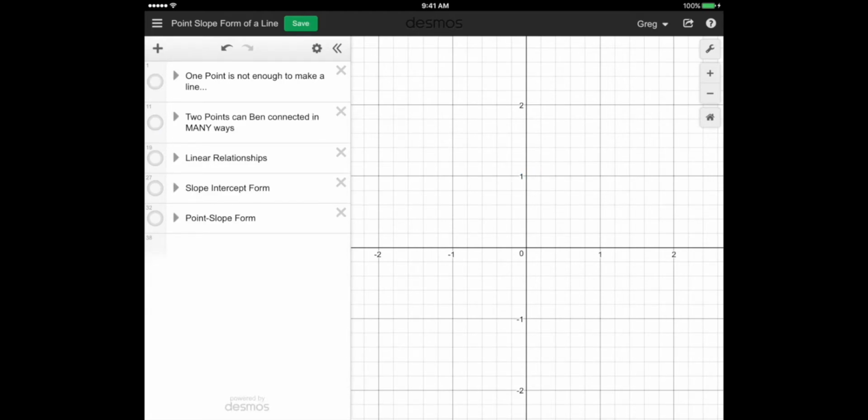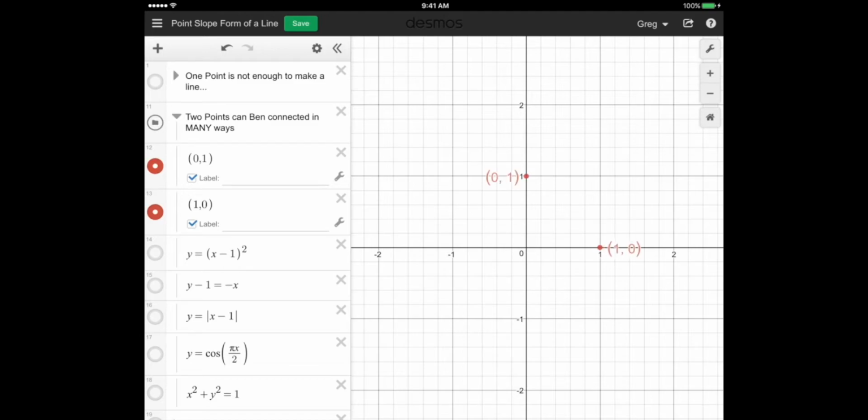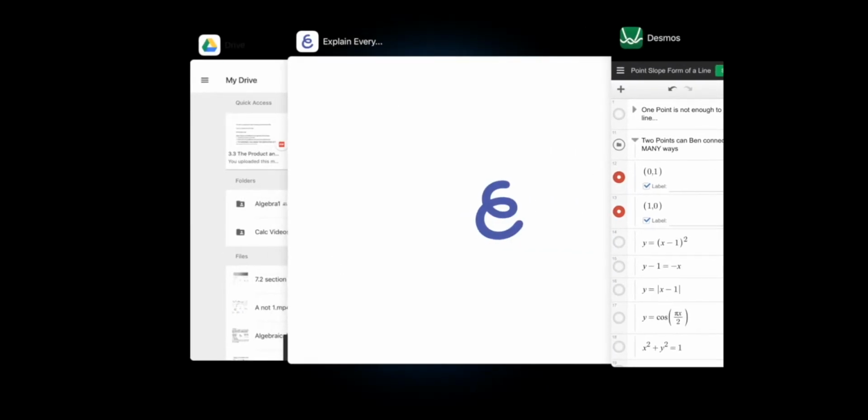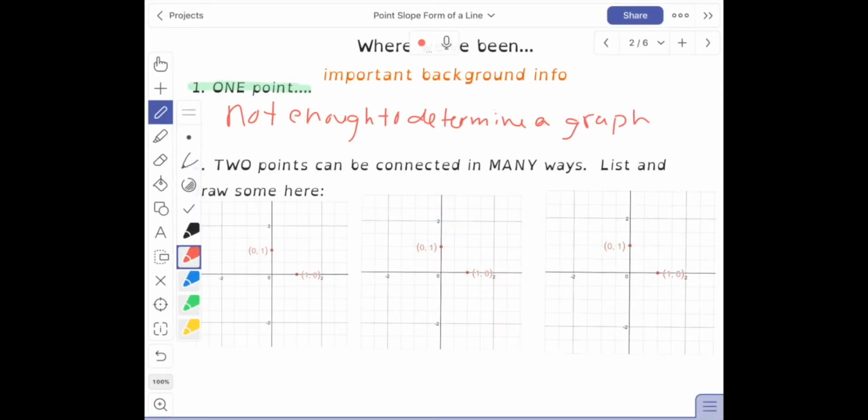So instead of just 1 point, let's go ahead and place 2 points on the graph. So I have 2 points highlighted here. But if we just have 2 points on a graph, they could be connected in many, many different ways. Just because we have 2 points on a graph doesn't mean that it's going to be a line. So I have a couple of quick examples just to demonstrate that.